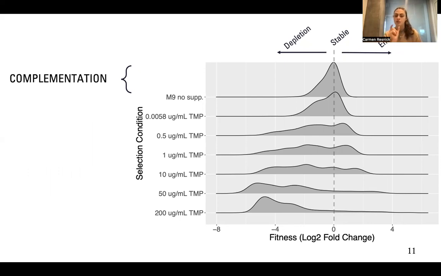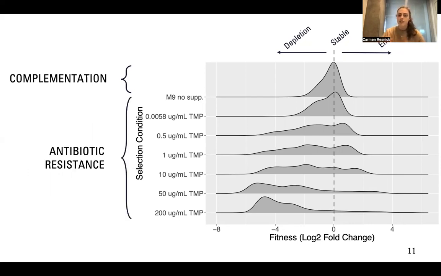We see that for the most part, it's pretty stable, shown by that 0 log change. But as we move down, we start to see this graph shift to the left. And this is an increased trimethoprim, meaning that we're seeing more depletion of the species, which is what we expect: we'd see more species start to lose survival abilities in increasing inhibition. However, what we're really interested in is looking at these species on the right-hand side with the positive fitness change, and these are our antibiotic resistant species.